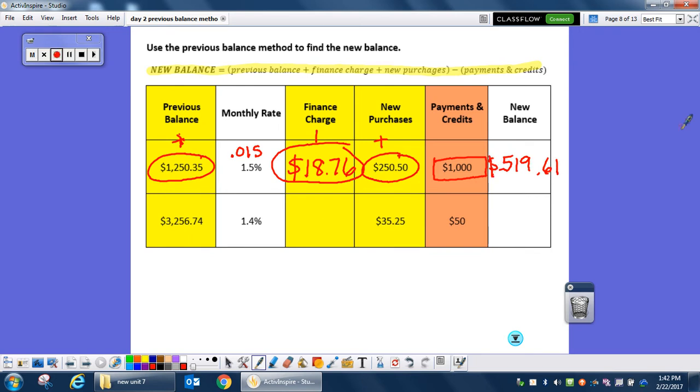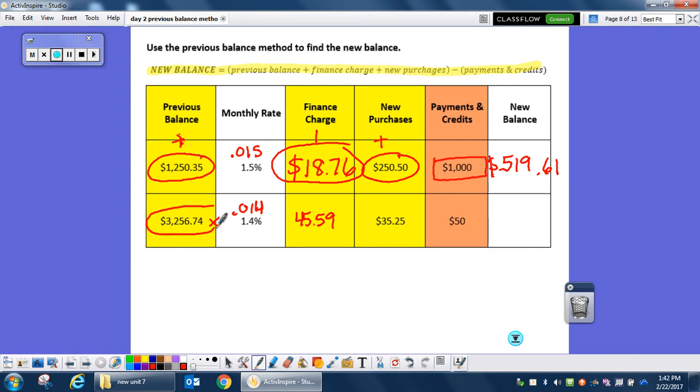Okay? Your other example, you have a previous balance of $3,256.74. You have a finance charge of 0.14. So remember, you multiply that to get your finance charge. So your finance charge was $45.59. Okay? So previous balance times monthly rate gets your finance charge.